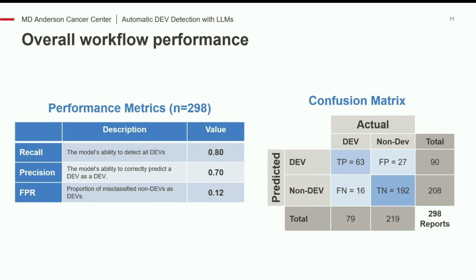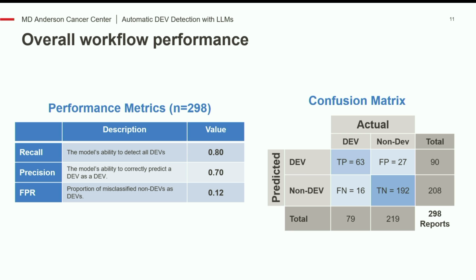So overall performance metrics, we achieved a pretty good recall rate and precision rate: 80% recall, 70% precision. Recall being we were able to capture 80% of the devs within our data set, and we were able to accurately predict those at a 70% rate.